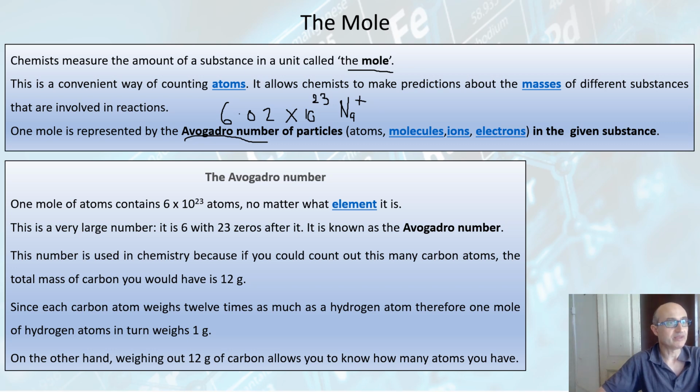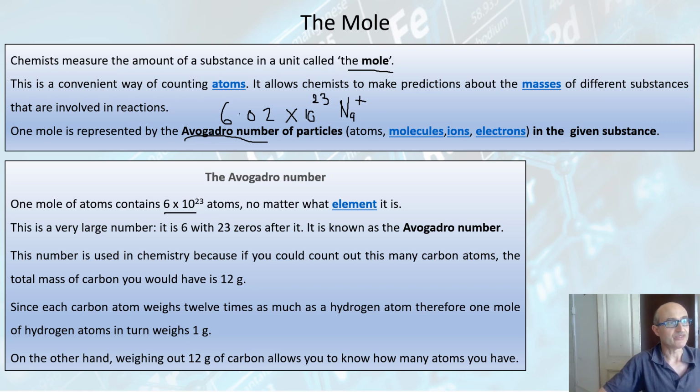Whatever the element is, it makes no difference. If I say that I have a mole of atoms, it could be a mole of carbon atoms. A mole of carbon atoms is 6.02 times 10 to the 23 carbon atoms. If I have a mole of iron atoms, it's also 6.02 times 10 to the 23 atoms. I remind you every time that 6.02 times 10 to the 23 is called the Avogadro's number.